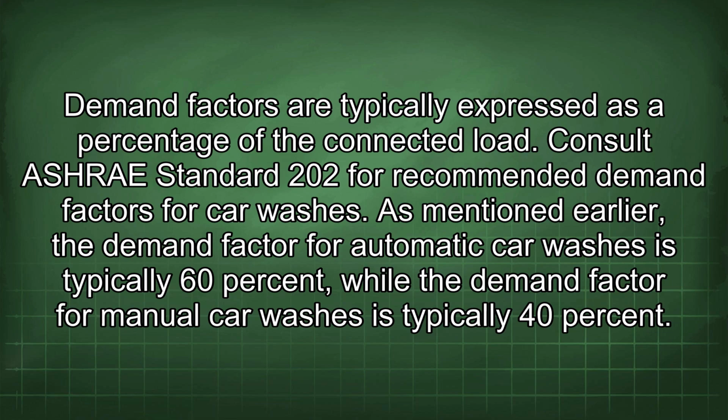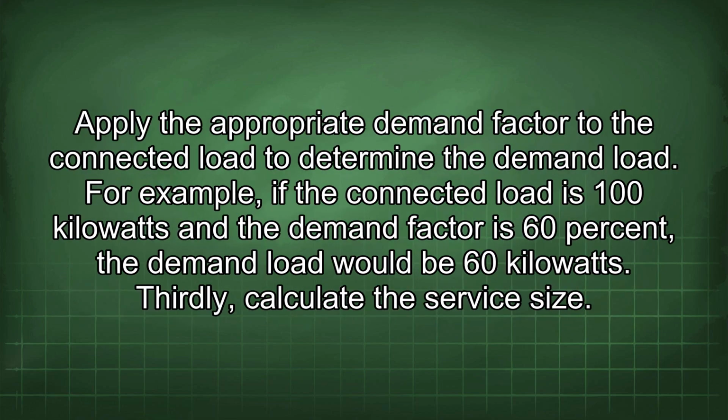As mentioned earlier, the demand factor for automatic car washes is typically 60%, while the demand factor for manual car washes is typically 40%. Apply the appropriate demand factor to the connected load to determine the demand load. For example, if the connected load is 100 kilowatts and the demand factor is 60%, the demand load would be 60 kilowatts.